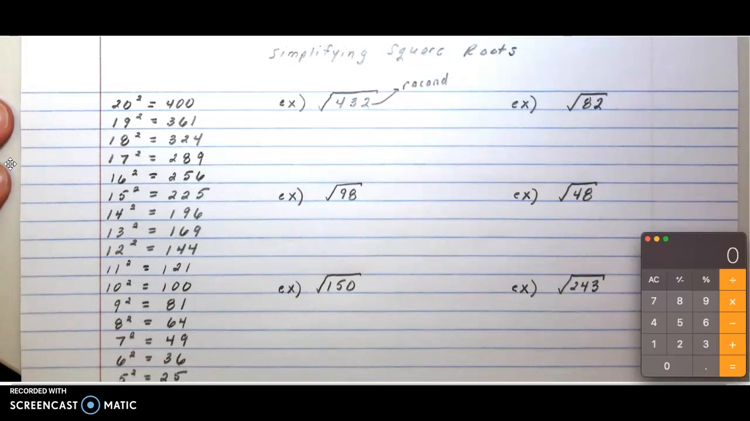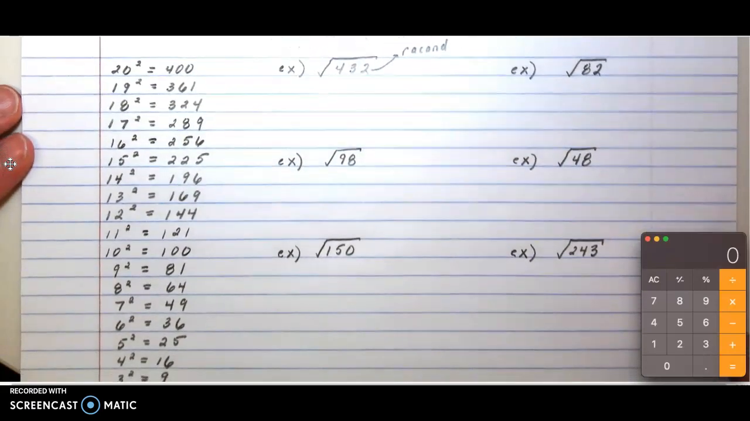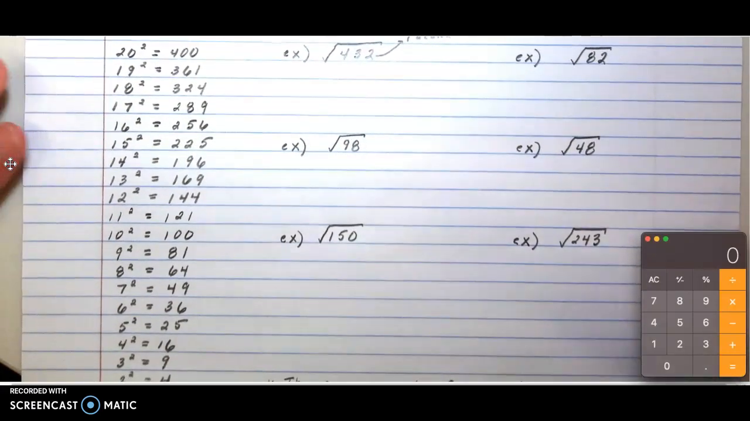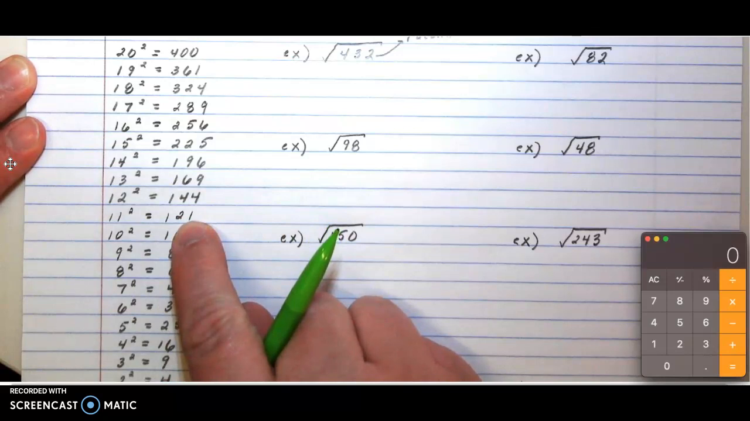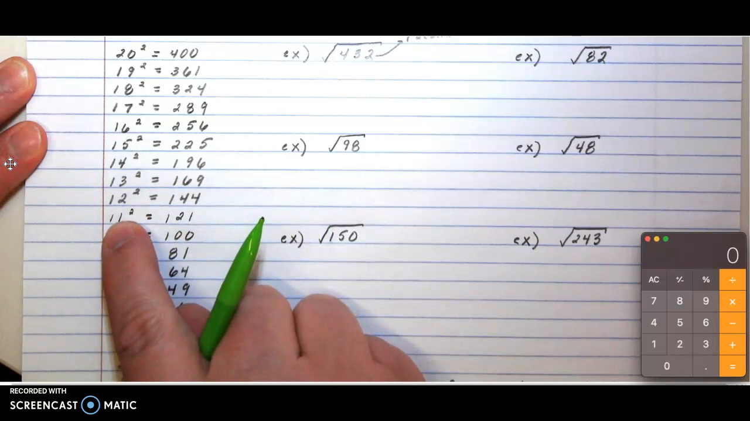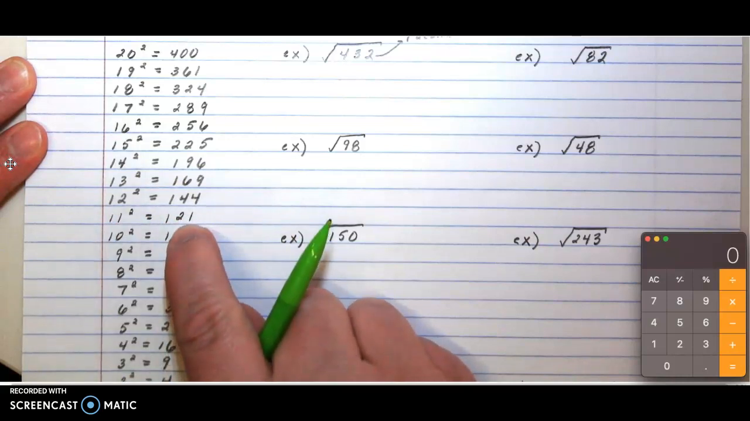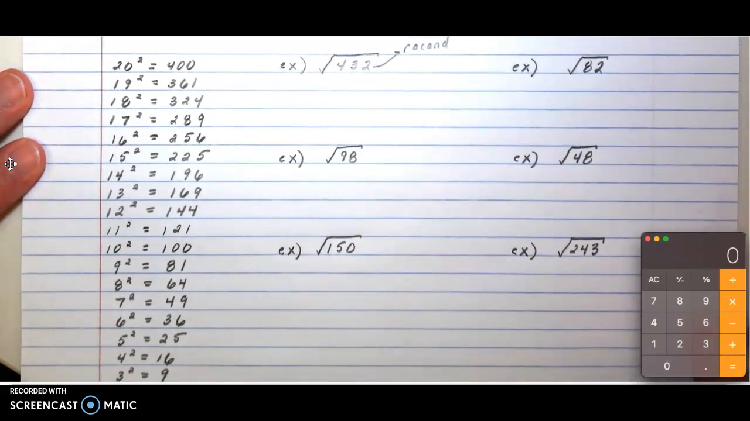Well, some numbers are easy to find because they're perfect square numbers, and I have those written down here on the side. For instance, all of these numbers over here are considered perfect square numbers. Take 121. That is a perfect square because 121 is really 11 times 11. So the square root of 121 would just be 11, because 11 times itself is 121. However, that doesn't happen for 432 or any of these numbers up here.